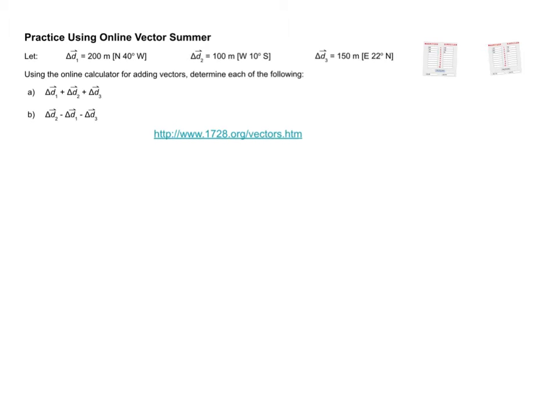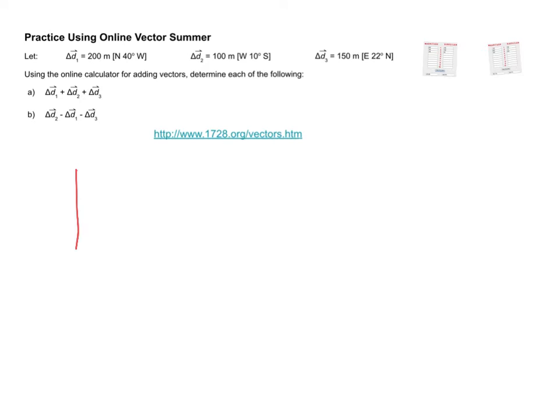All right, so some practice trying to use an online calculator to add and subtract vectors. It should save a lot of time, I think. So the first one, part A, is just adding those three vectors straight up. So the main thing is knowing what to write for the direction.